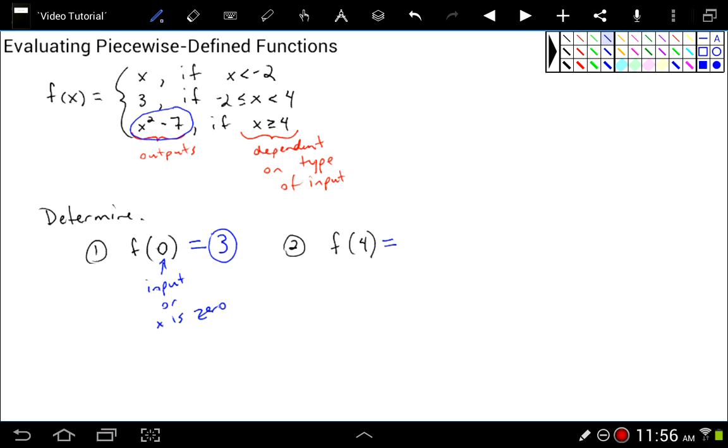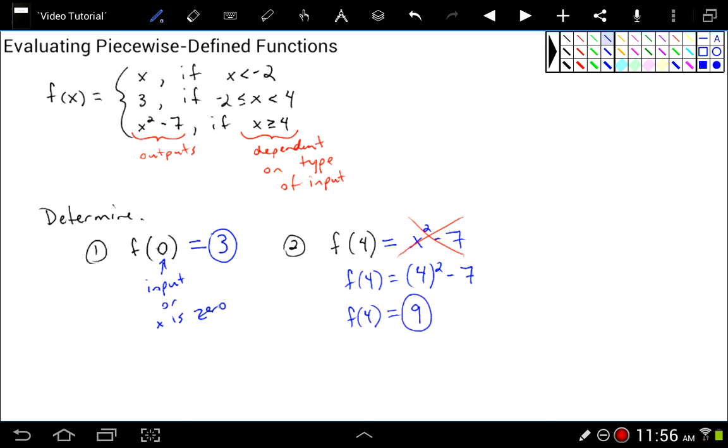Now sometimes people make this mistake and write x squared minus 7. Well, that's wrong. Because remember, this is x, so I actually have to plug that in for my x value. So f of 4 equals 4 squared minus 7, which is 16 minus 7, or 9.